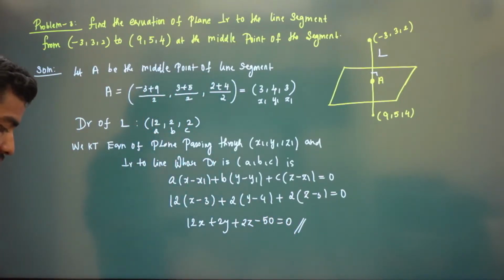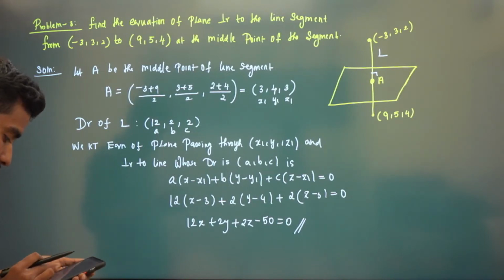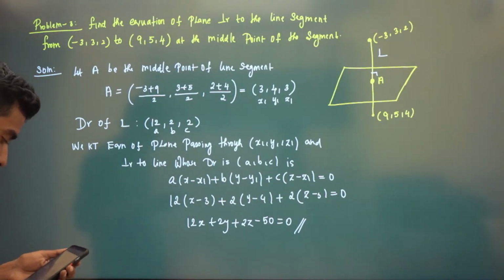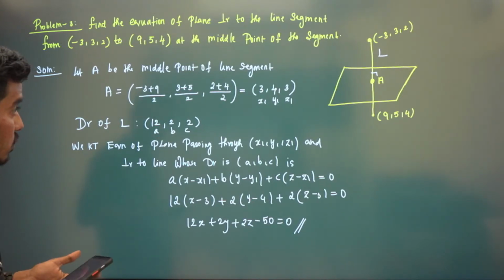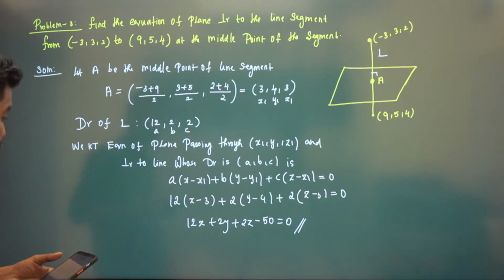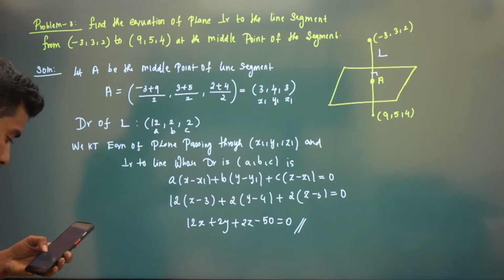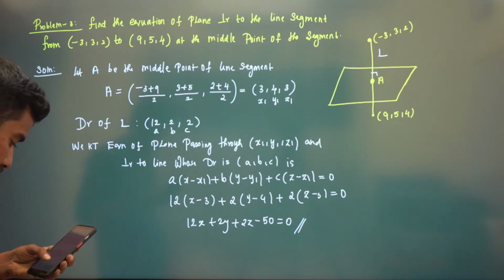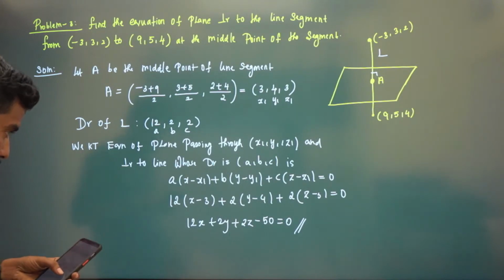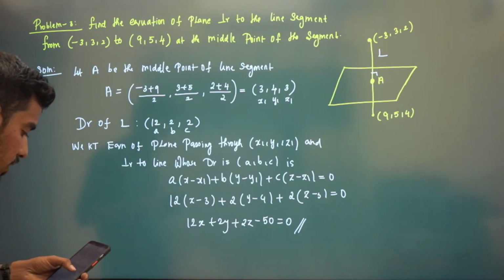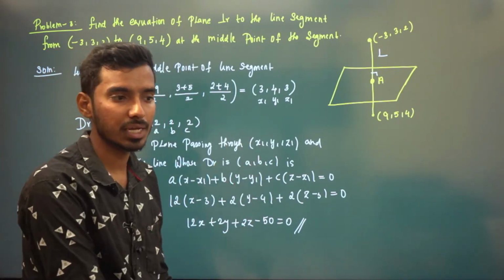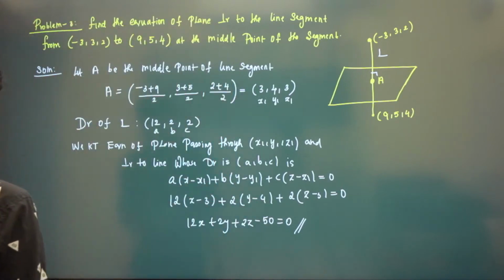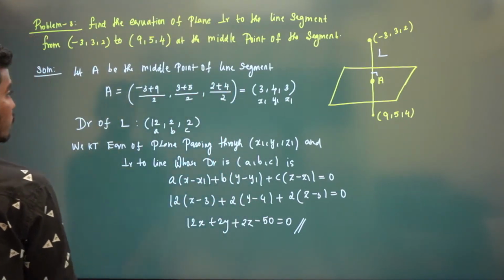If you want, you can take 2 outside and equate to 0. So the required equation is, if you want, you can take 2 outside and equate to 0, right? Or it can be 6x plus y plus z minus 25 is equal to 0. Then move on to problem number 4.